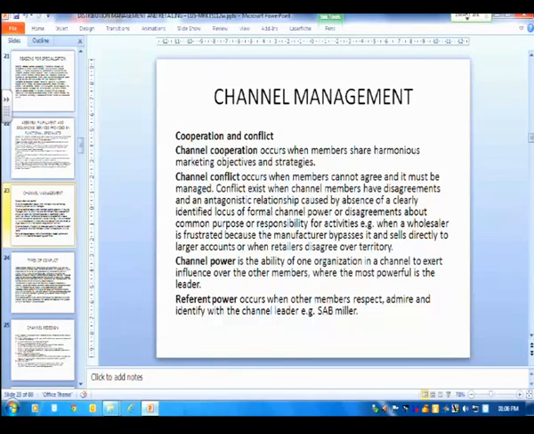Channel power. Channel power is the ability of one organization in a channel to exert influence over the other members, where the most powerful is the leader. And then referent power. This occurs when other members respect, admire, and identify with the channel leader. For example, in South Africa, SAB Miller.